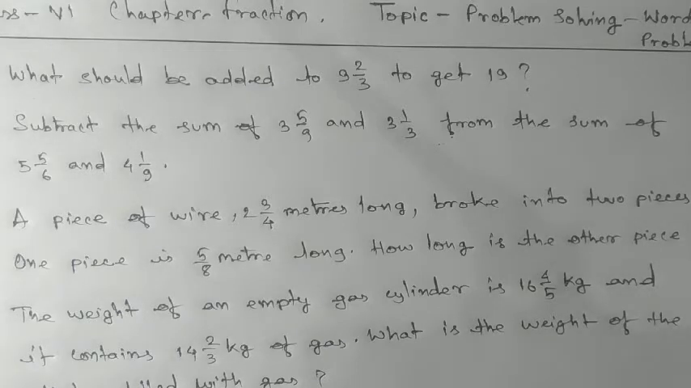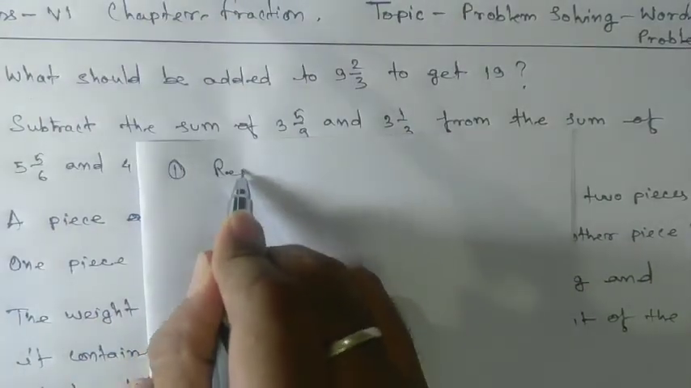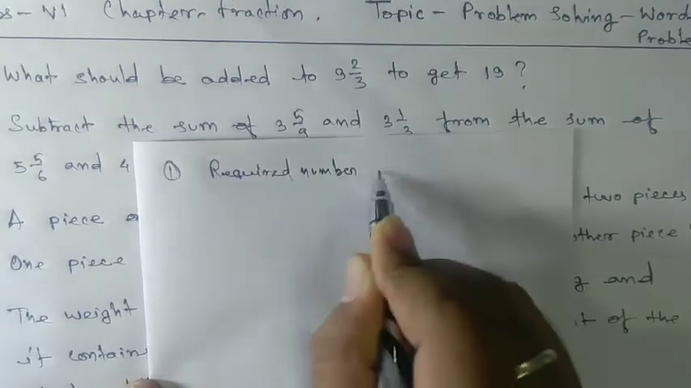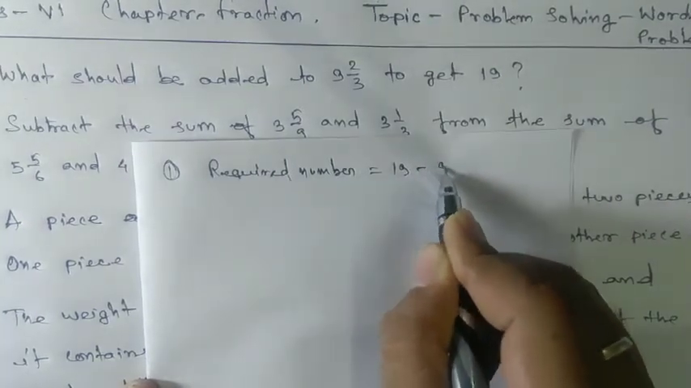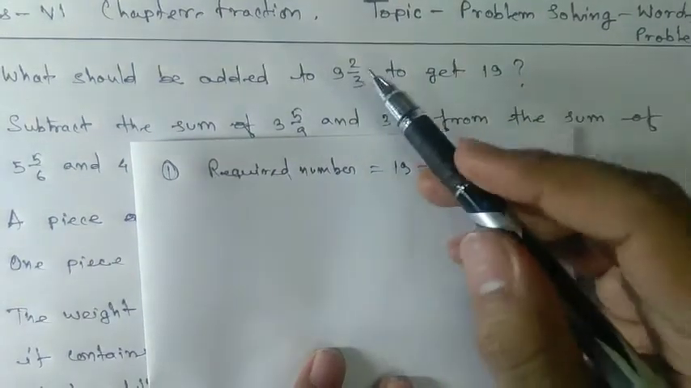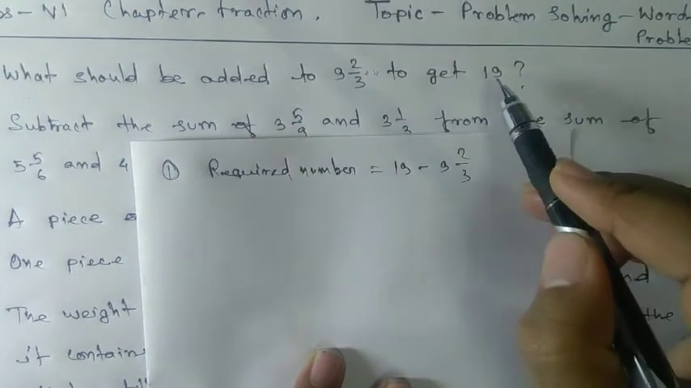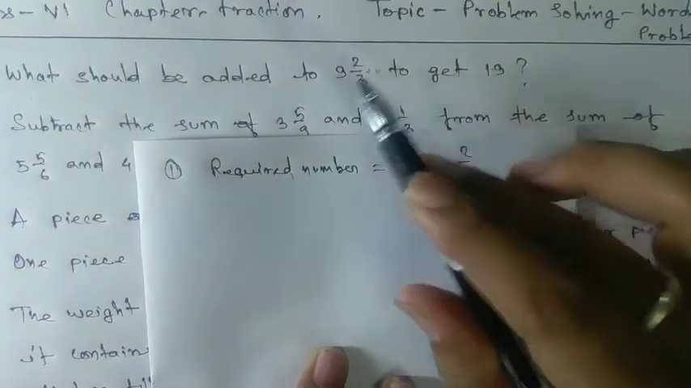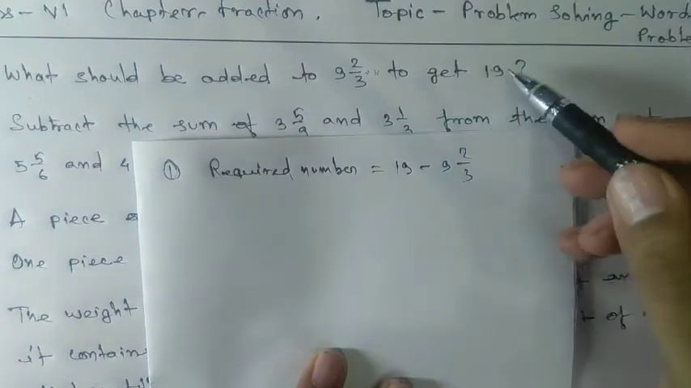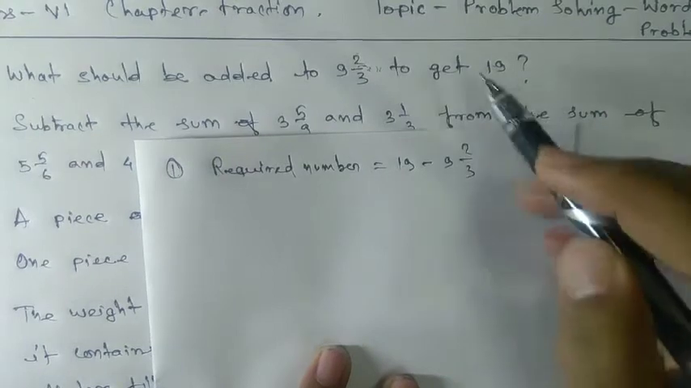So here, first one, required number equals 19 minus 9 whole 2 by 3. Why sir? Because they are asking you to add something to this one to get 19. So if we subtract this one from 19, whatever remains is what you have to add so that you get 19. That's why we are subtracting this one from 19 to get our answer.